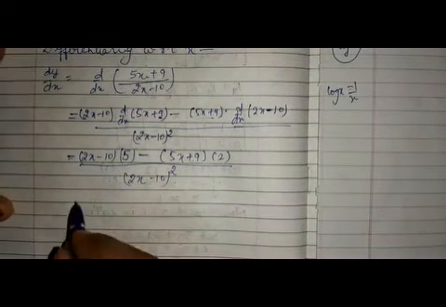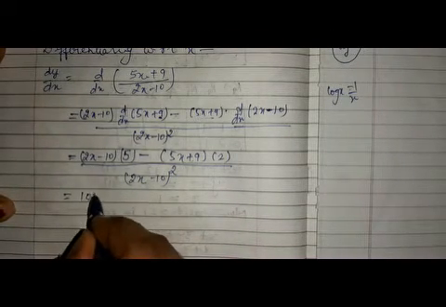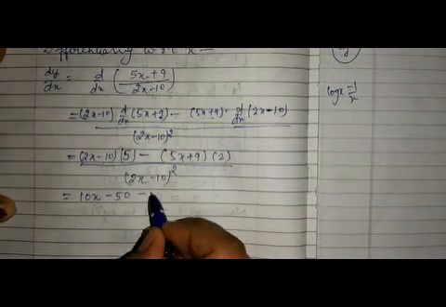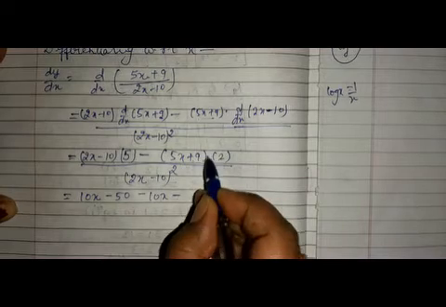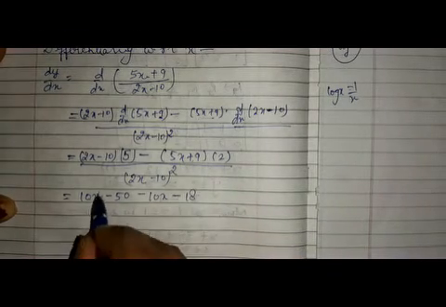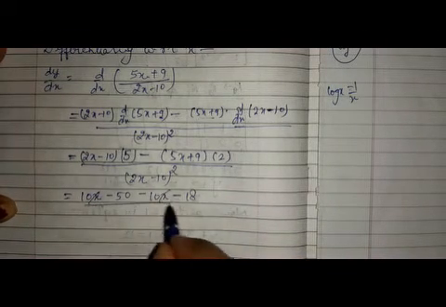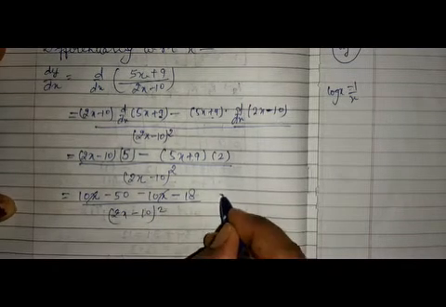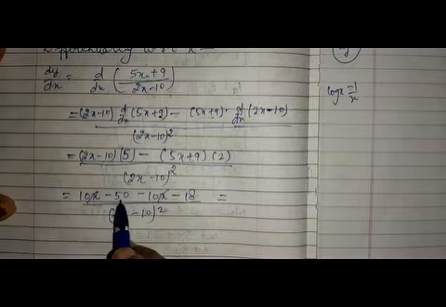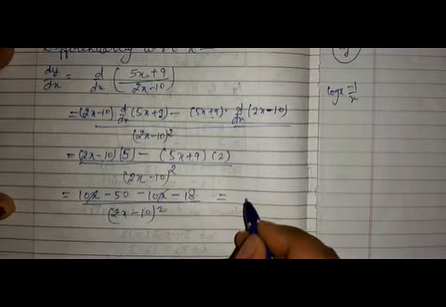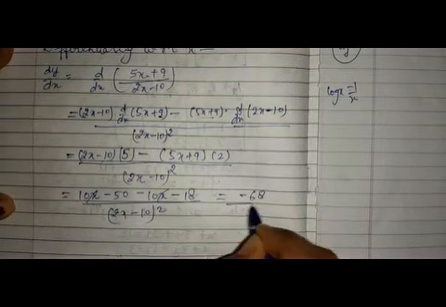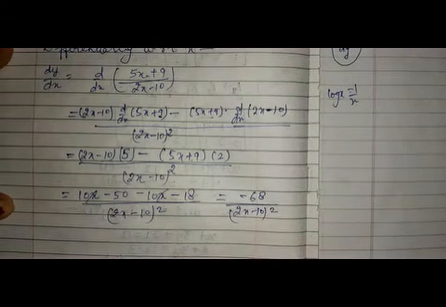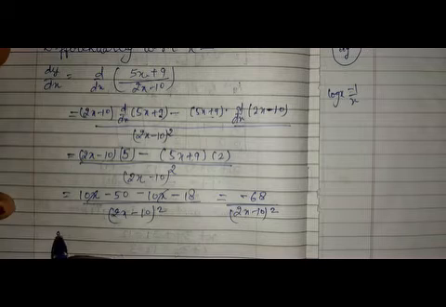Now multiply the terms. 5 into 10x is 10x minus 50, minus 2 into 5x, 10x, minus 2 into 9, 18. So 10x will be cancelled out, and in the denominator we have (2x minus 10) whole square. This will be equal to minus 50 minus 18, minus 68 upon (2x minus 10) whole square. Okay, so this is dy by dx.